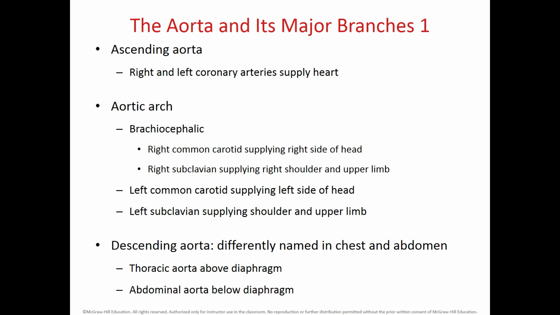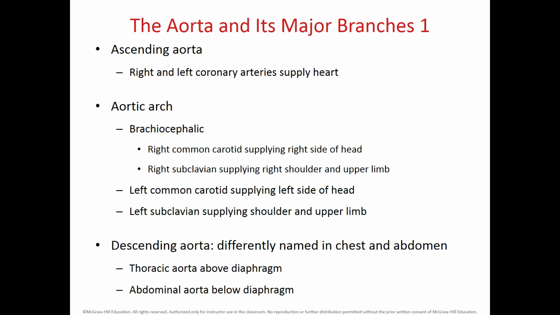Now, the second branch of the aortic arch is going to be the left common carotid. This is going to provide blood supply to the left side of the head and the brain. And the third branch of the aortic arch is going to be the left subclavian, which is going to provide, just as the right subclavian, the shoulder, but in this case on the left side, and the left arm.